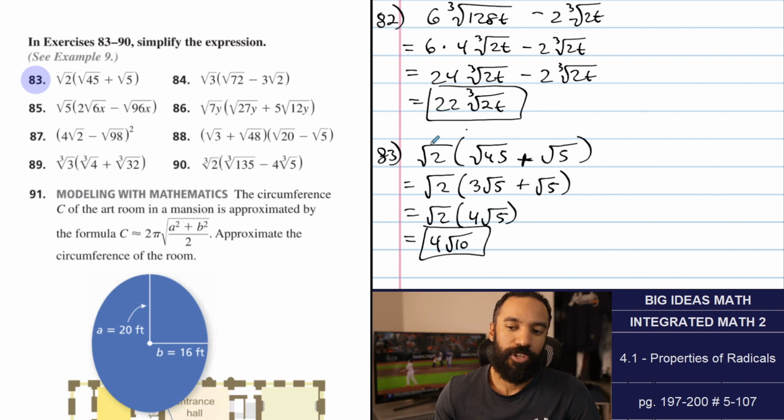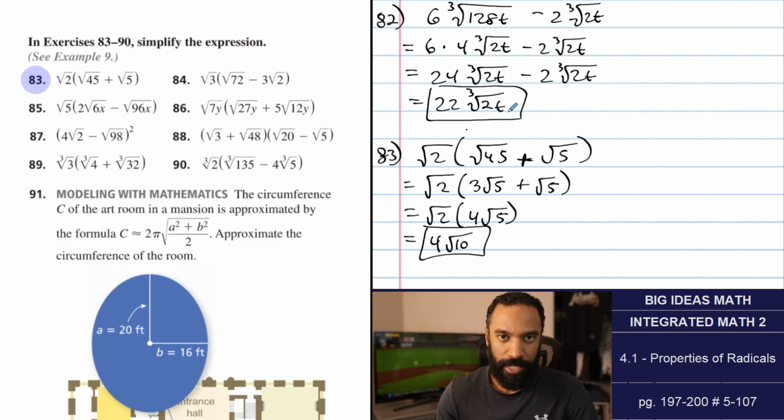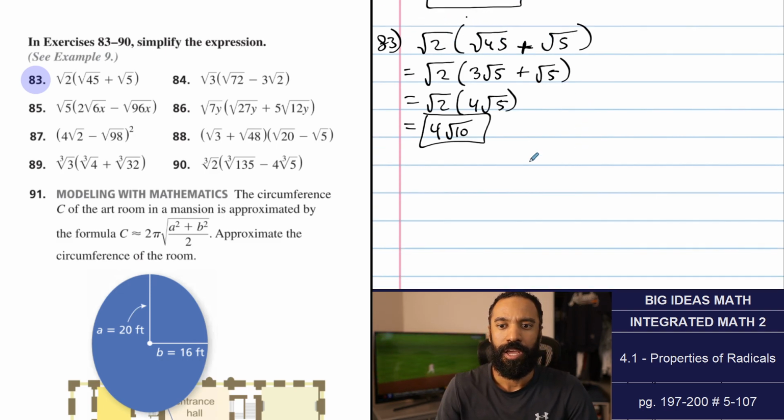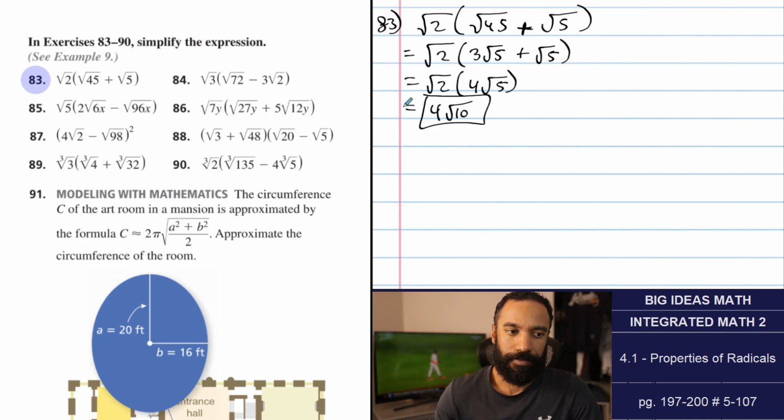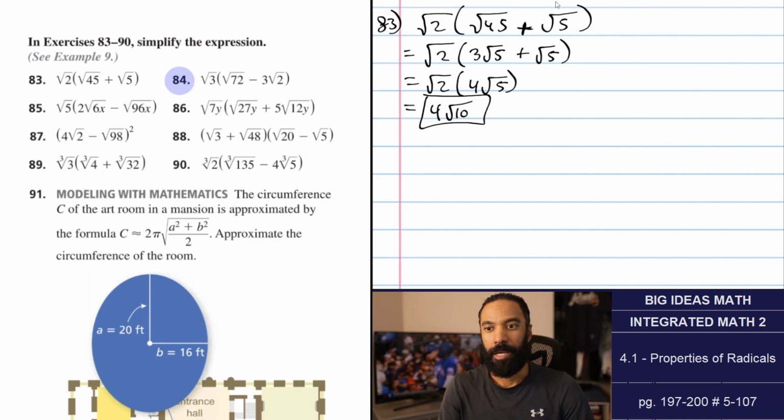That's it. Instead of turning this into root 90 times root 10 and breaking up root 90, which actually wouldn't have taken too long, I make things smaller when I can if I feel like it's going to benefit my own cause, and it did.